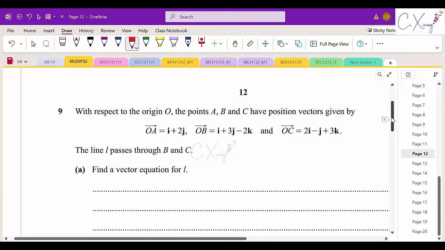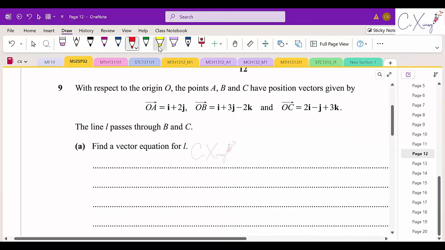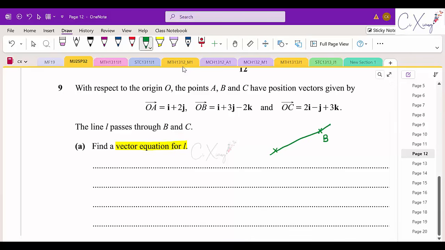Alright, so question number 9. With respect to the origin O, the points A, B, and C have position vectors given by this. Then the line L passes through B and C. Find the vector equation for L. So we are having a line that passes through B and also C. Let me label them first, B and C.